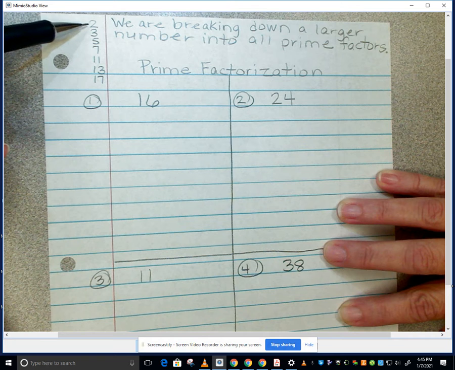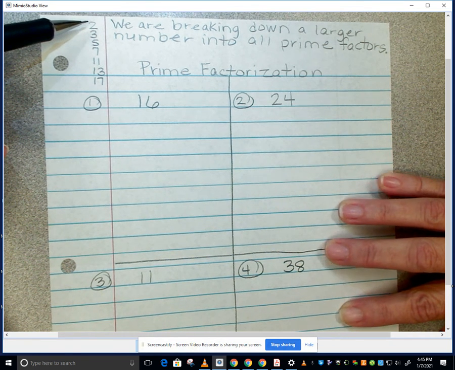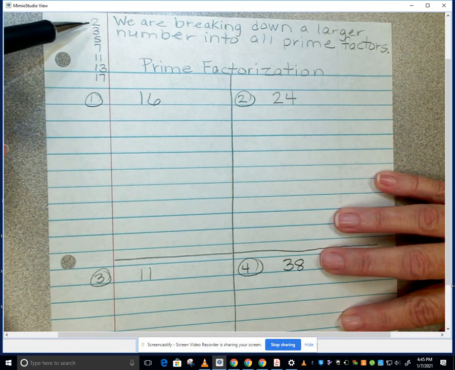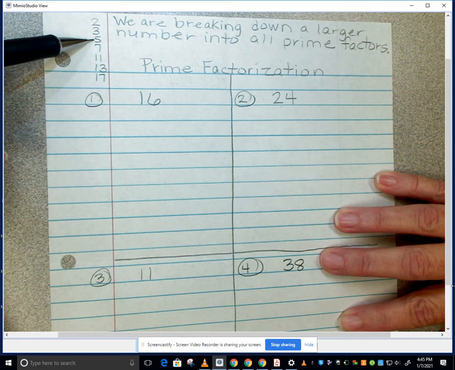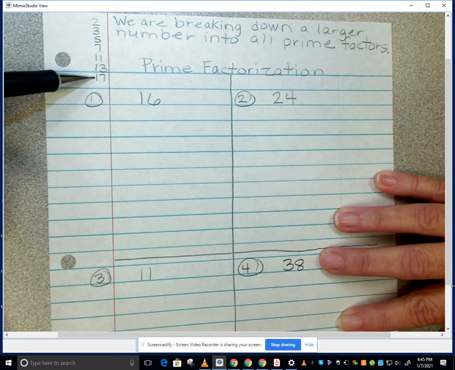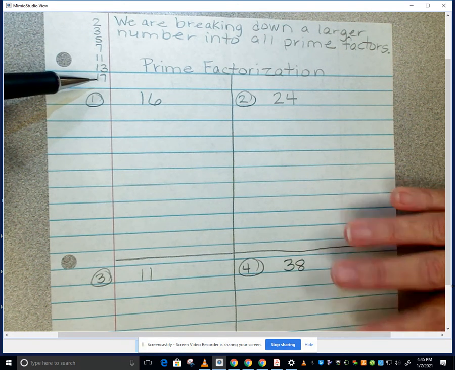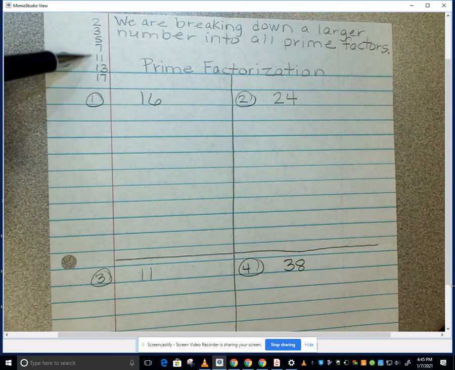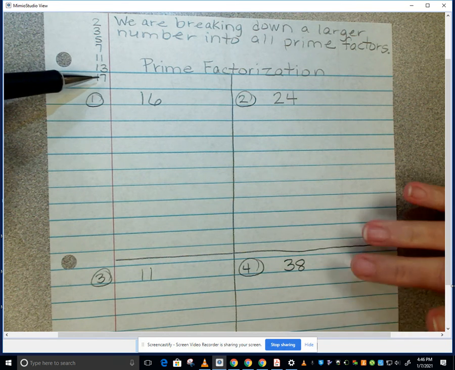2 is a prime number because when we're multiplying, the only factors that will multiply to give me 2 are 1 times 2. 3 is the same way. The only way I can multiply to get 3 is 1 times 3. 5, 1 times 5. 7, 1 times 7, and so on with 11 and 13 and 17. There's no other way to multiply and get 17 other than 1 times 17. And there are definitely more than this. These are just my lower prime numbers.